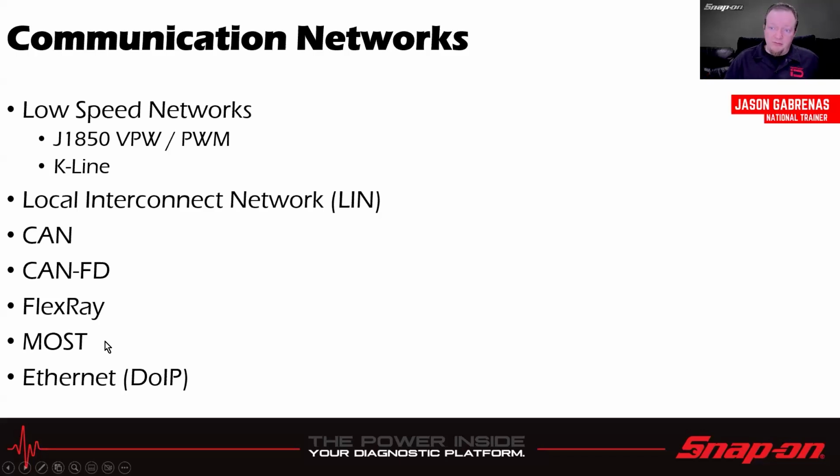Then we have MOST, which is Media Oriented Systems Transport. So that is for media, like CD players and radios and amplifiers and things like that. And then Ethernet, which is DoIP. So that is actually using Ethernet in a vehicle, just like you might have in the walls of your house or in the walls of your shop. So it's the same type of protocol, and it's much faster and much more efficient for transporting all the data that we have in cars nowadays.